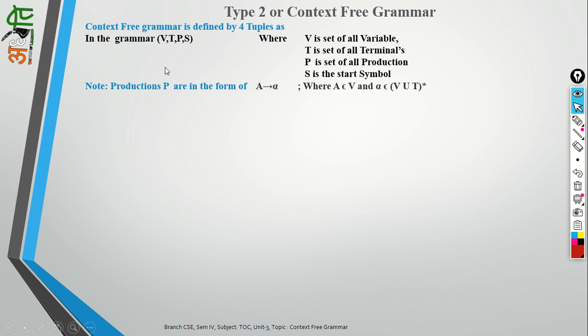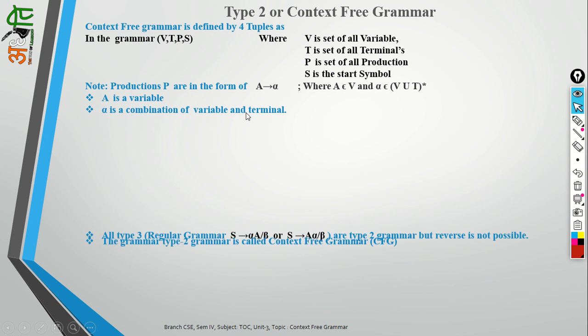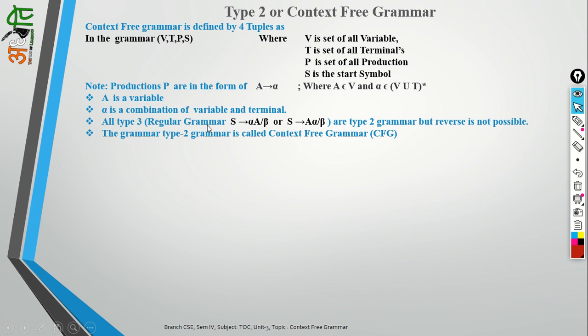The important thing is that in the context-free grammar or type 2 grammar, the productions P are in the form of A produces alpha, where A belongs to the variables, and alpha is a combination of variables and terminals. One important thing we can observe is that in the previous video in this series, the regular grammar contains the form A produces alpha or A produces alpha B, or we can say S produces capital A alpha or beta. So this form and that form are two different things. We will easily understand the difference between these productions in the next slide with the help of an example.